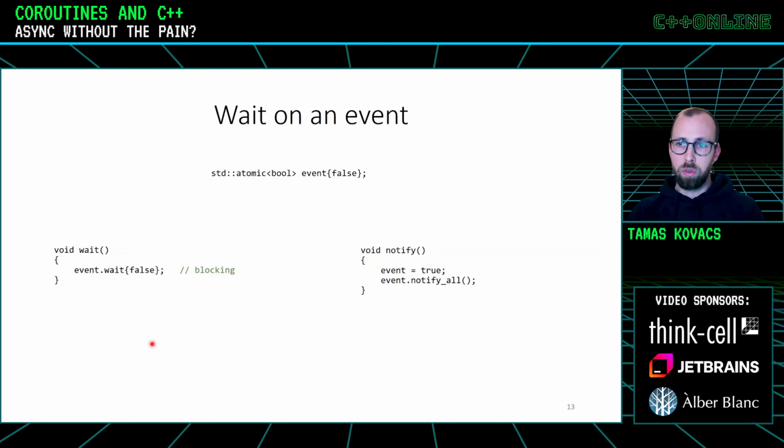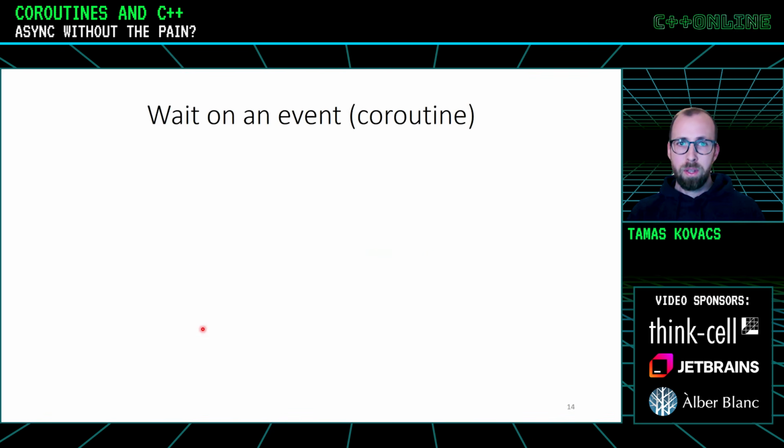The important thing to notice here is this blocking wait. While the thread is waiting here, it cannot do any other useful work, which is bad. So if you want to scale this to many waiting tasks, you quickly need many threads for that. But what about the coroutine solution?